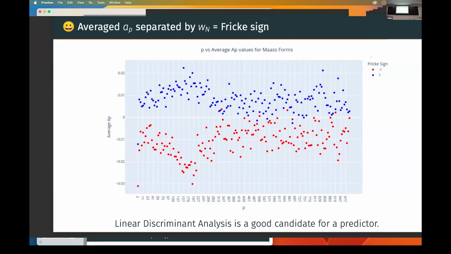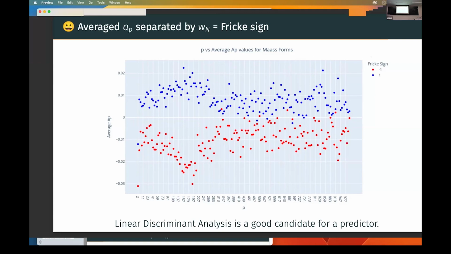So we can try the same thing again. We expect this kind of wavy experiment again that we saw before. Now we just ignore the order of vanishing. We just look at the Fricke sign, which is a thing we do not know in half of the data. And we plot it, and we're going to see some kind of behavior. We're going to do the same trick again of averaging over every prime. So even here, we can already look at the data and think, maybe linear discriminant analysis will be a good candidate to try to classify data that's missing this information.